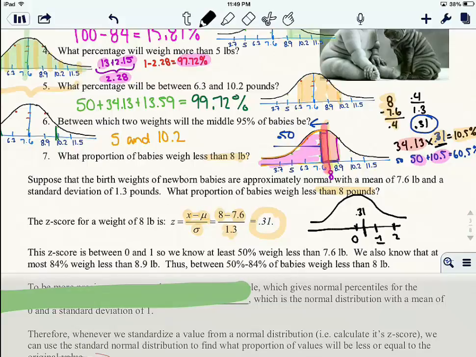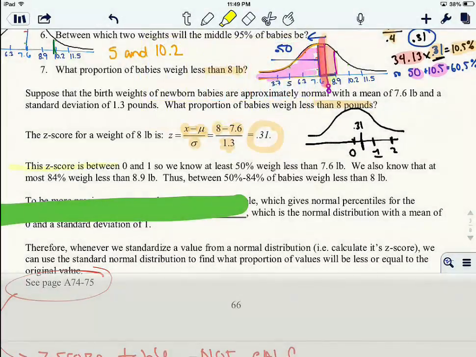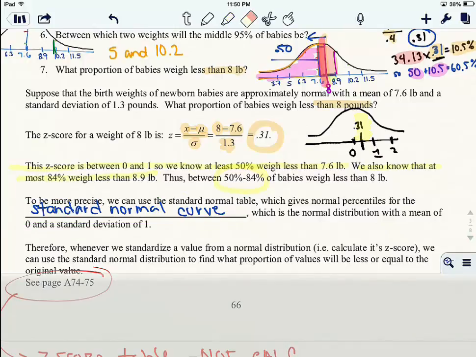So again, the z-score is between 0 and 1, so we know at least 50% weigh less than 7.6 pounds. We also know that at most 84% weigh less than 8.9 pounds, because that was the 50 plus the 34 right here. Thus, we know our answer has to be between 50 and 84, which we found at 60.5. To be more precise, we can use the standard normal table, which gives normal percentiles for the standard normal curve, which is the normal distribution with a mean of 0 and a standard deviation of 1, which I just talked about.